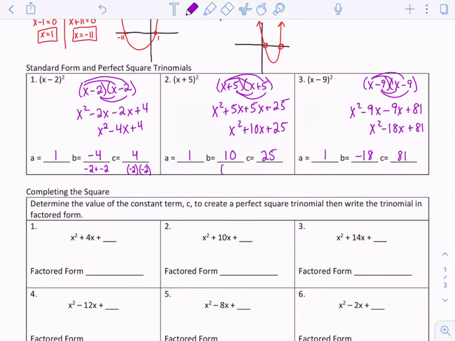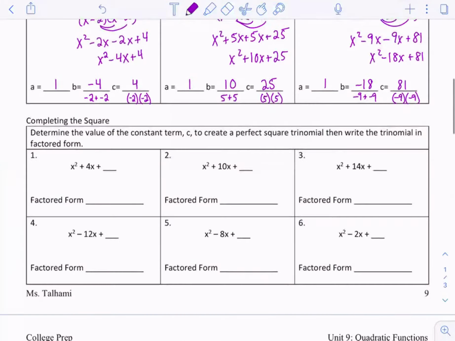Same thing here. This is 5 plus 5, and this is 5 times 5. And this is negative 9 plus negative 9, and this is negative 9 times negative 9. So that will always happen if I have a perfect square trinomial. So let's just say these are perfect square trinomials right here.